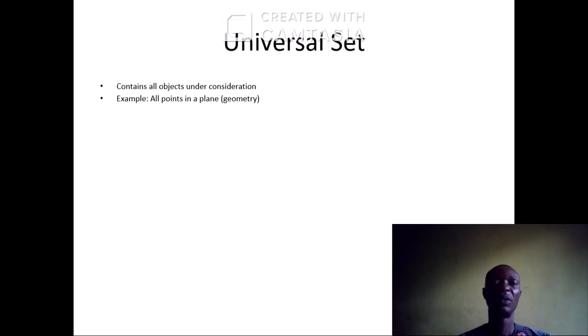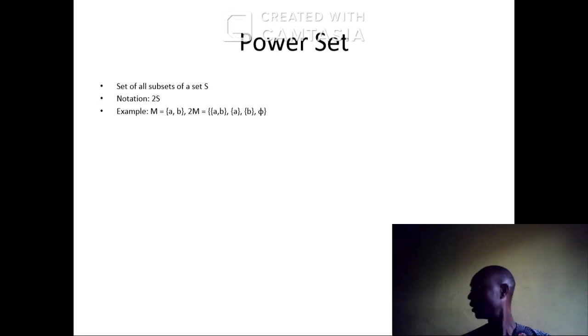So the universal set, as I've said, contains all elements under consideration, everything under consideration. Let's say we are considering students of MTH 106 in National Open University. We have students that study MTH 102, students that study MTH 101. All of them put together, they are students of National Open University of Nigeria. So the universal set we are considering is what? National Open University of Nigeria. All the students in National Open University of Nigeria.